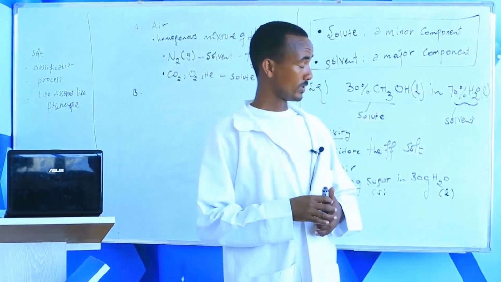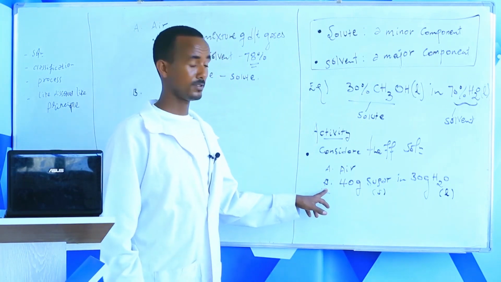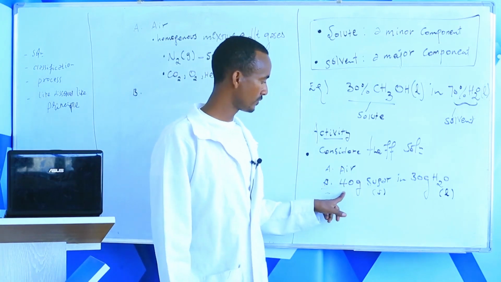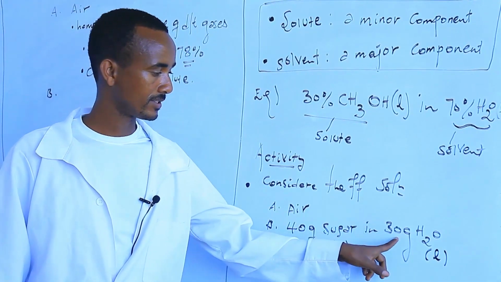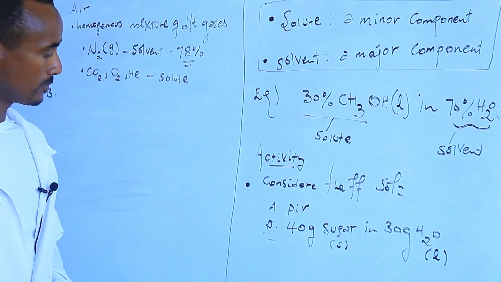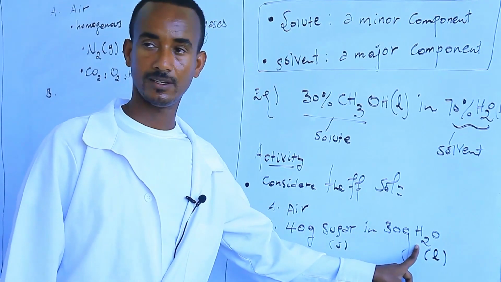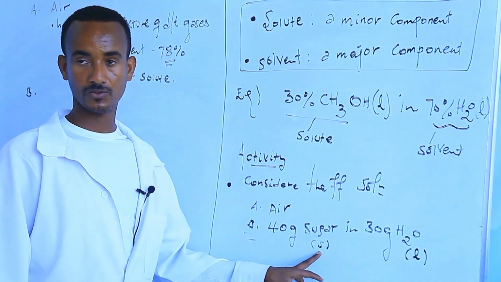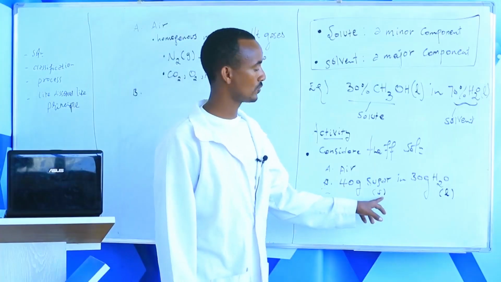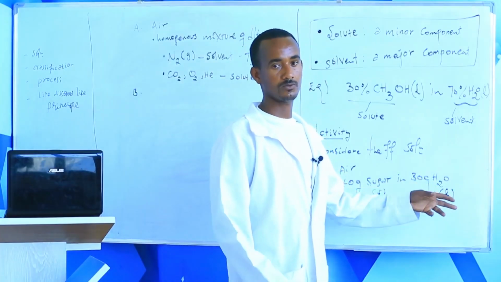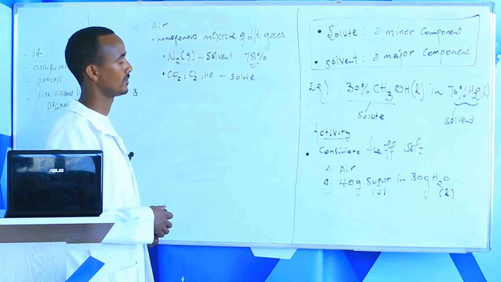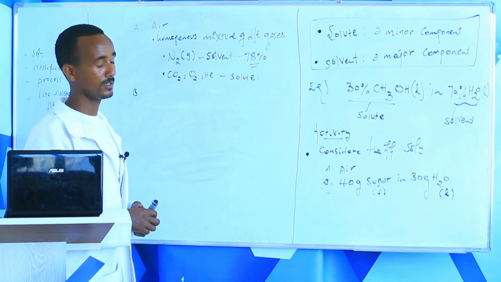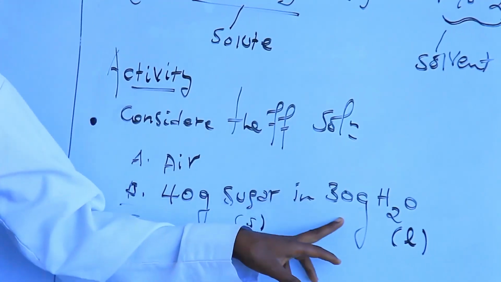Then come to the second activity. In this activity, the solution is made by dissolving 40 grams of sugar in 30 grams of water. So the components sugar and water have different physical states. Sugar appears in the form of solid, whereas water appears in the form of liquid. Therefore, here it's very easy to identify which component is the solid and which is the solvent. Okay? Amount does not matter here.